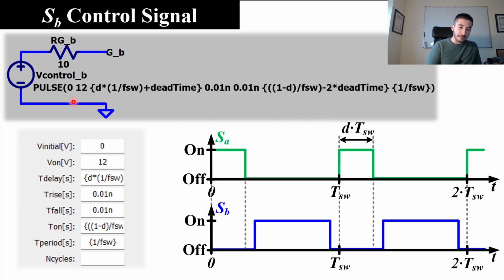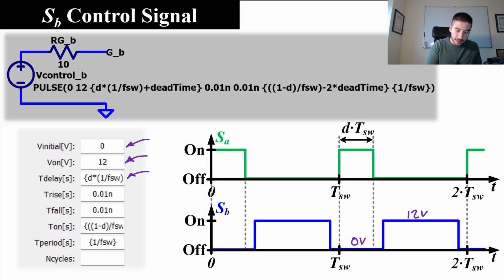So here you can see my approach. This is the circuit and this is the configuration for this voltage source. Let me explain the values we use for this configuration. V initial is the voltage in low state, so here we want 0 volts. V on is the voltage in high state. I chose 12, but you can use 10, 15, something like that. So here, in my case, I have 12.